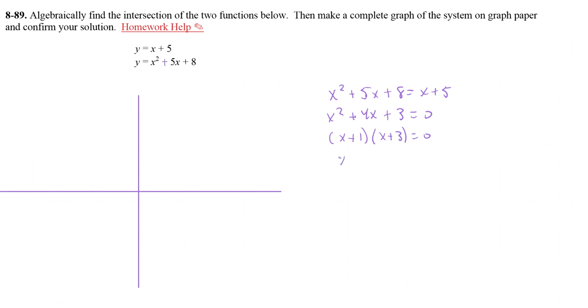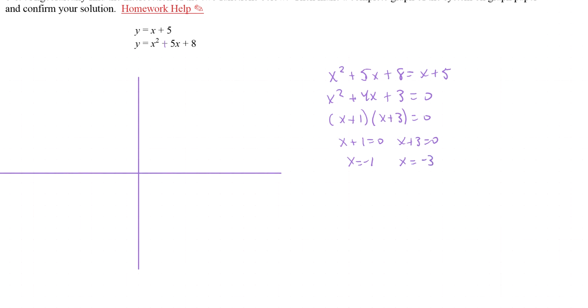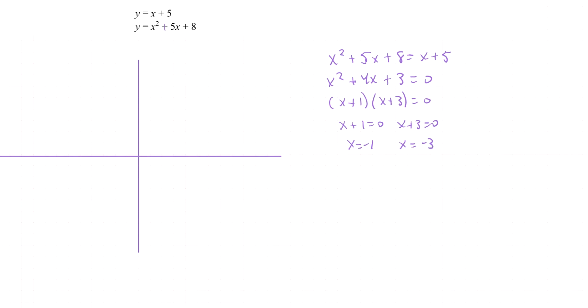And so then we get x plus 1 equals 0, so x equals negative 1, and x plus 3 equals 0, so we get x equals negative 3. Alright, so we know the x values where they intersect, so now we substitute them into either equation to solve for y, and obviously let's substitute into the easy equation.